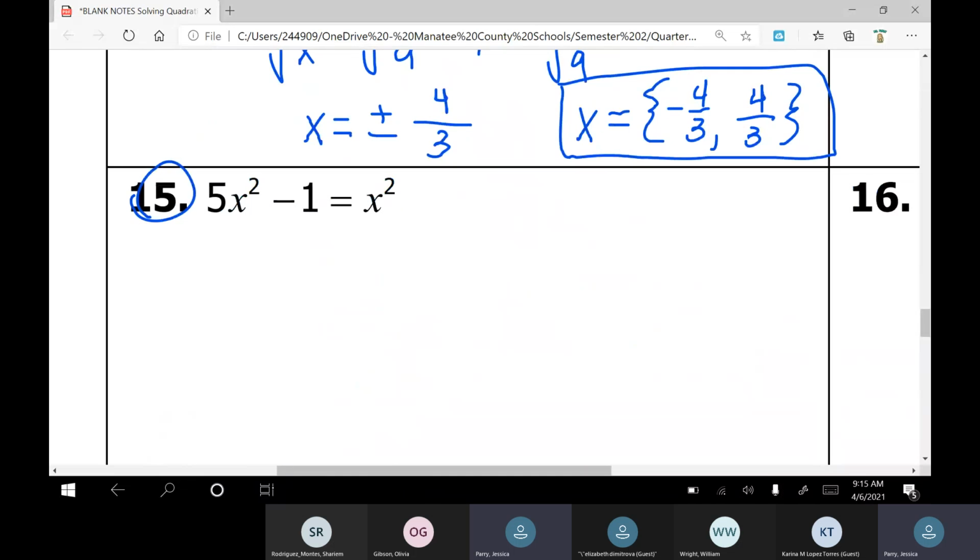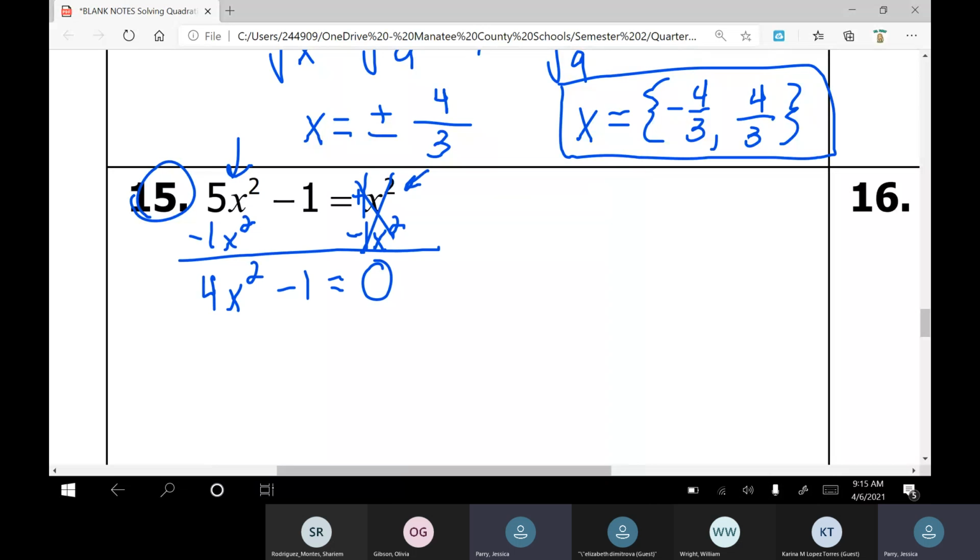Let's do number 15 next. Okay, so we've got the 5x squared minus 1 equals x squared. Let's first move this x squared to the other side since it's a positive 1x squared. I'm going to do the opposite, minus 1x squared on both sides. So those cancel out. Over here, we've got 5x squared minus 1x squared. 5 minus 1 is 4. Here's my x squared. Bring down the minus 1 equals, since these two canceled out, there's nothing left. What number is nothing? 0.